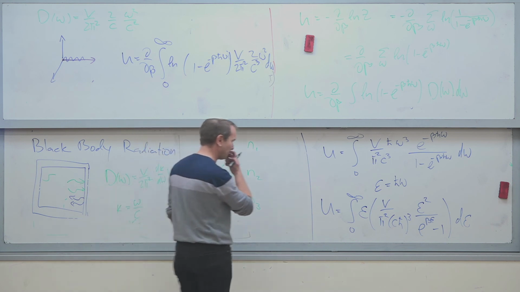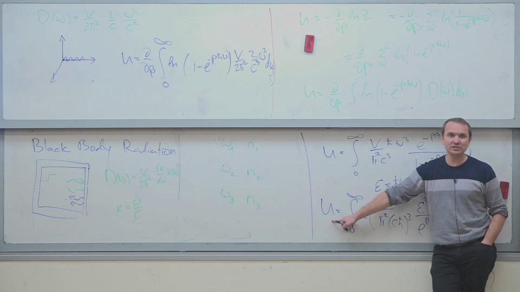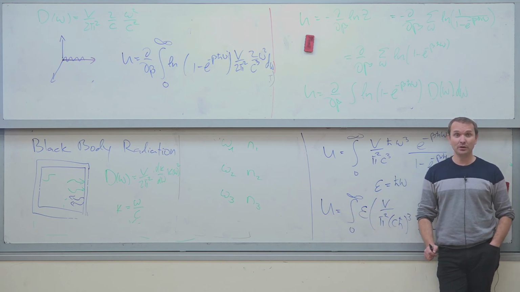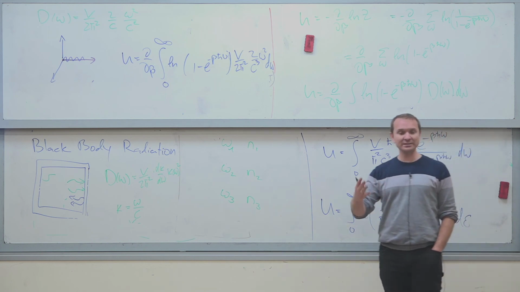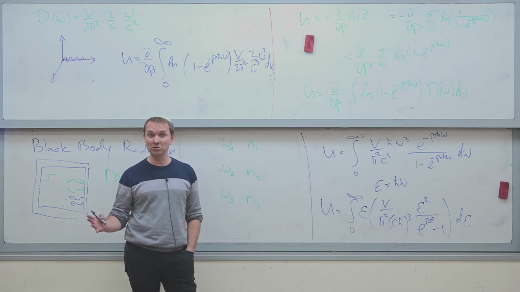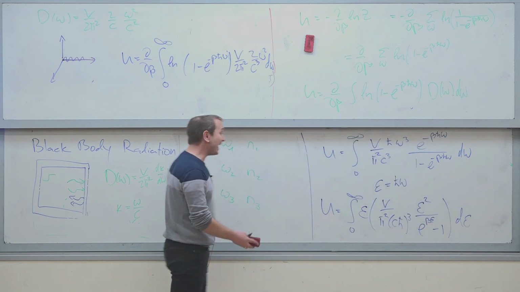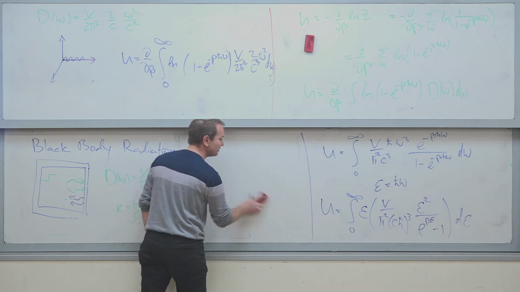Why is it a big deal? What is written over here? U, this is the average energy. Okay? So let's assume that I have energy, which is a random variable.